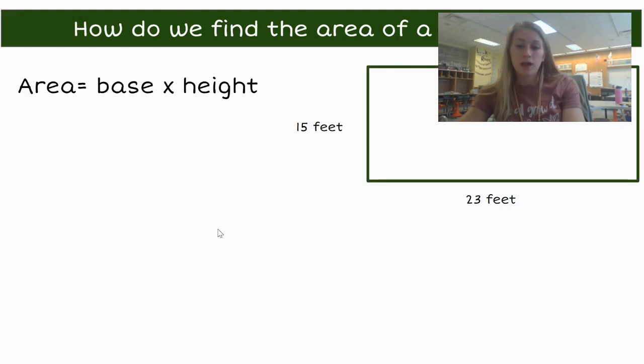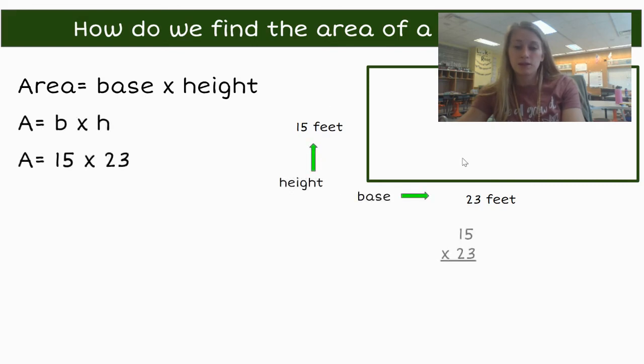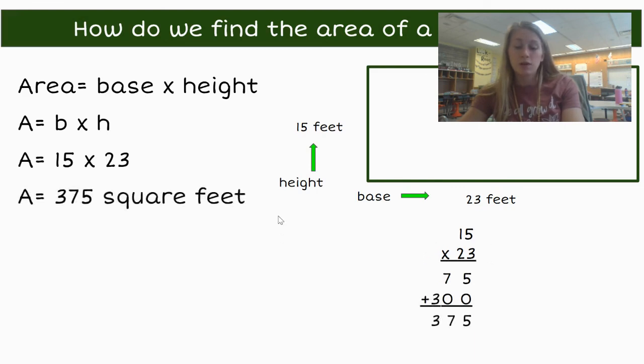Let's practice again. So now we have 15 times 23. So we're going to have to multiply the base times the height. So let's take a look. We have 15 times 23 over here on the side. And this is where that double-digit multiplication will come in handy. So practice using the steps, going by our ones first, taking a donut break, and then moving to the tens. Add it all together and you get 375 square feet.